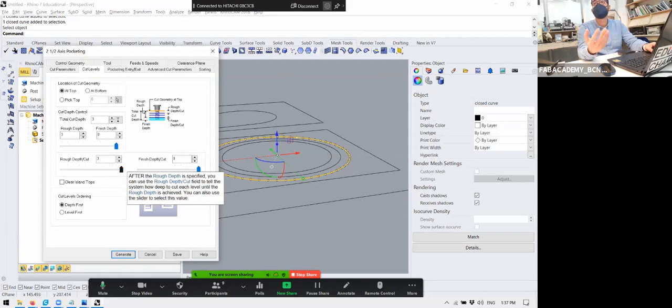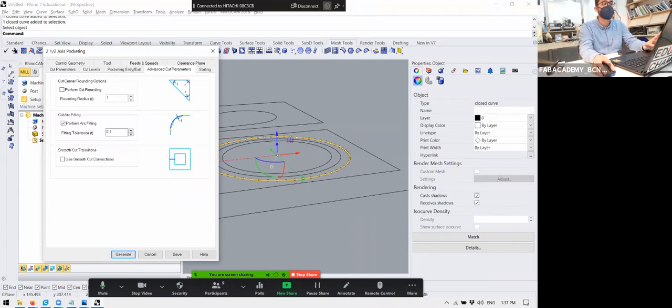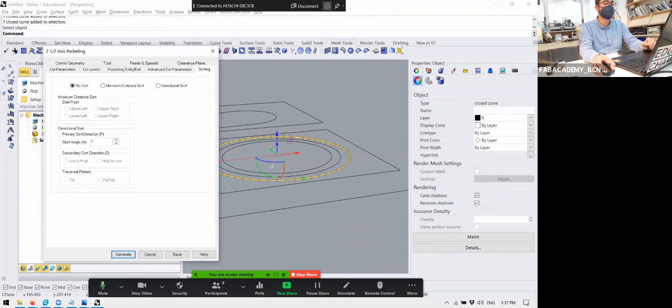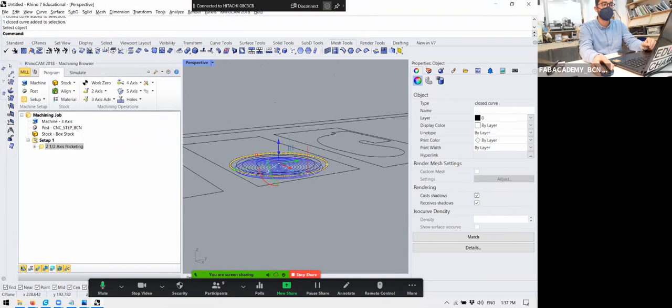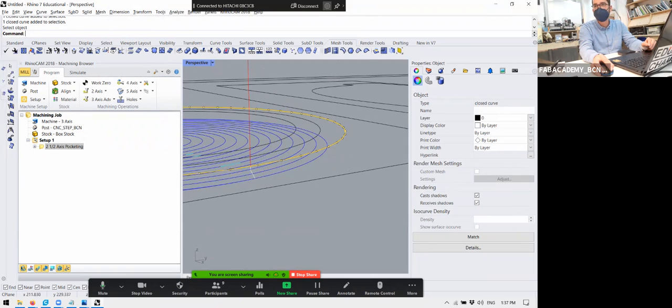How much can we cut? We are cutting 3 millimeters. We can cut 3 at once. It's one cut because we're using a 6 millimeter end mill, so it's half of it. Pocket entry, we don't need to touch. Advanced parameters, going to touch. Sorting, we don't need to touch so far. Generate. You see, it's cutting. And here we can see, for example, the plunge, retract, engage, cut. This little ramp, so this is going to make the cut automatically.